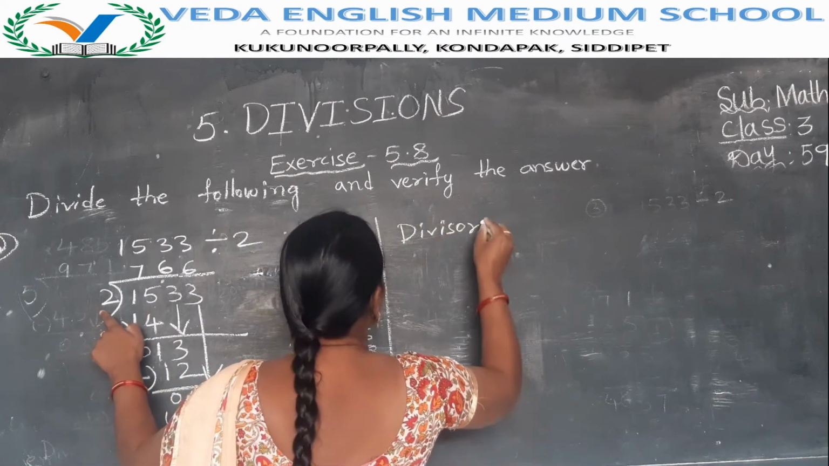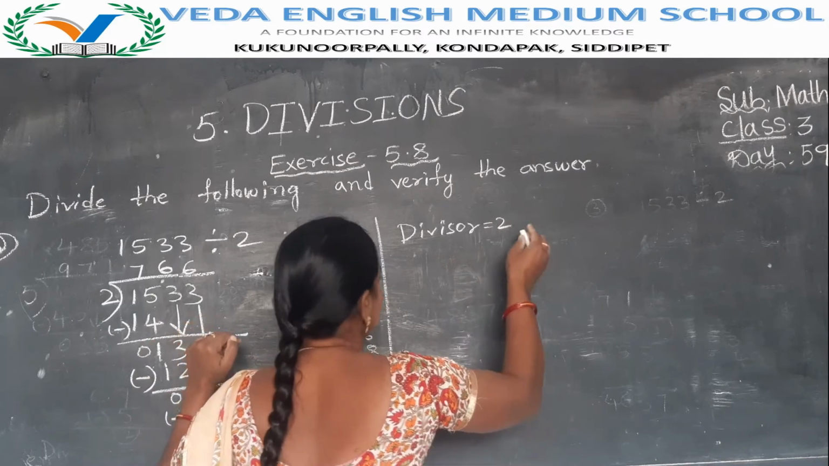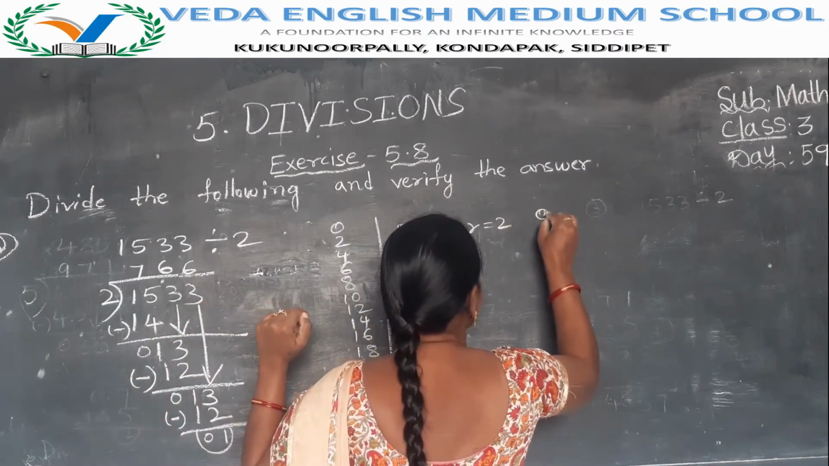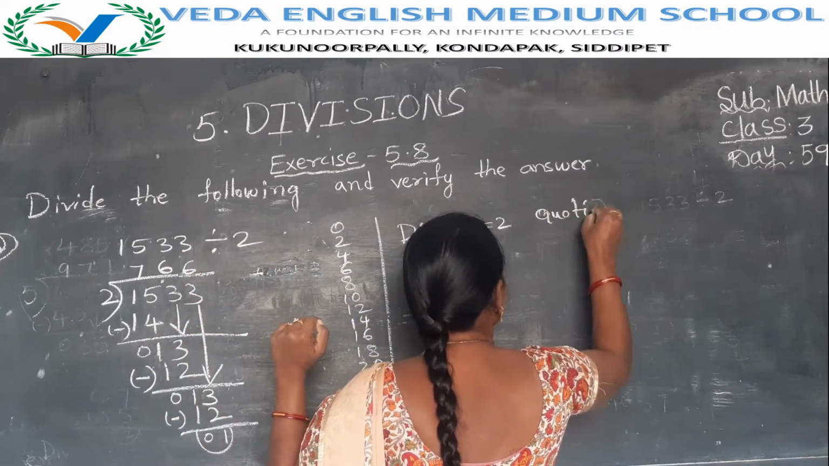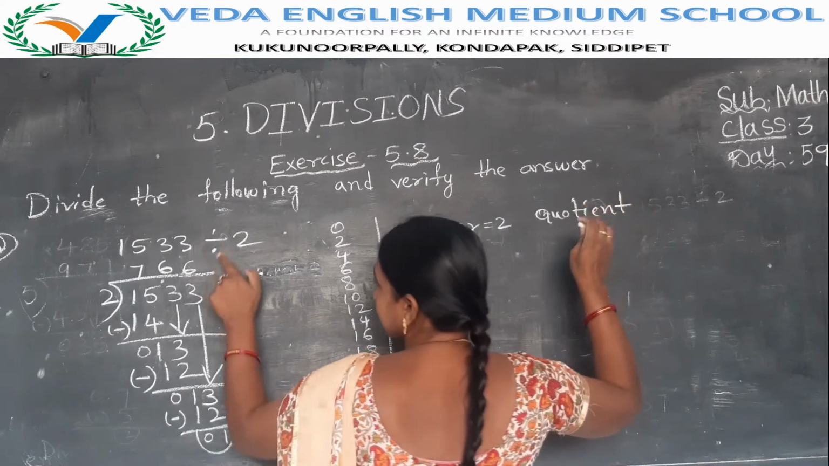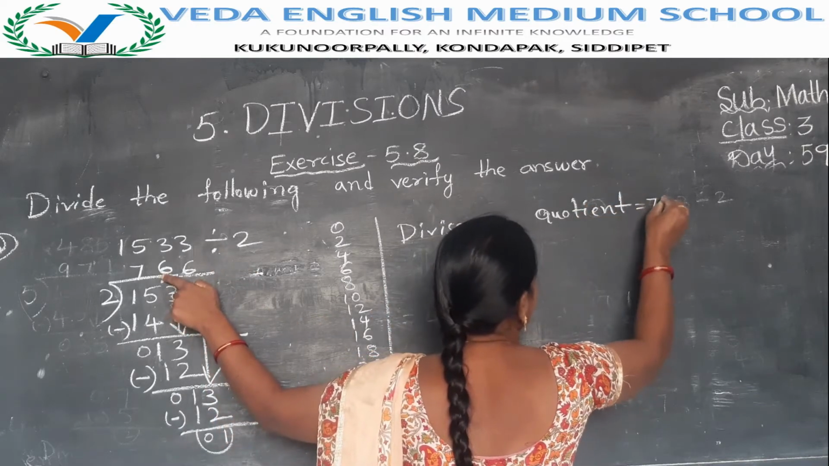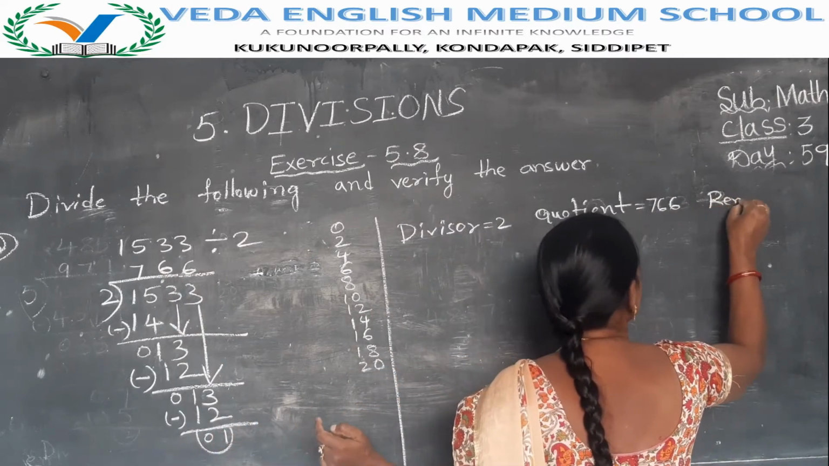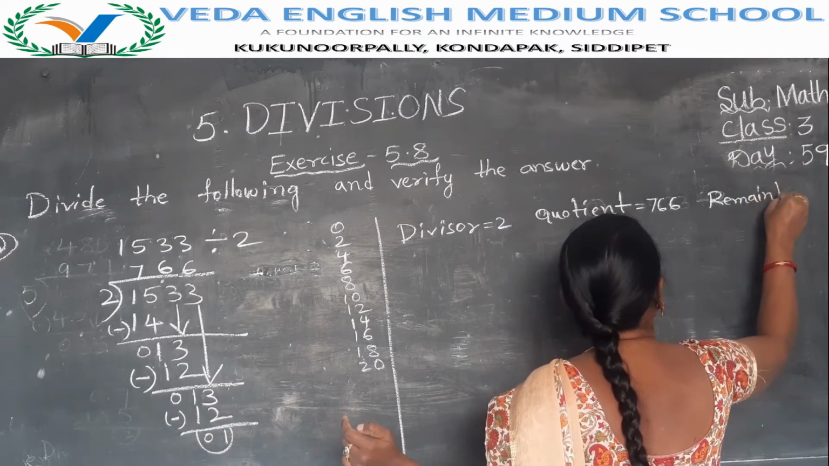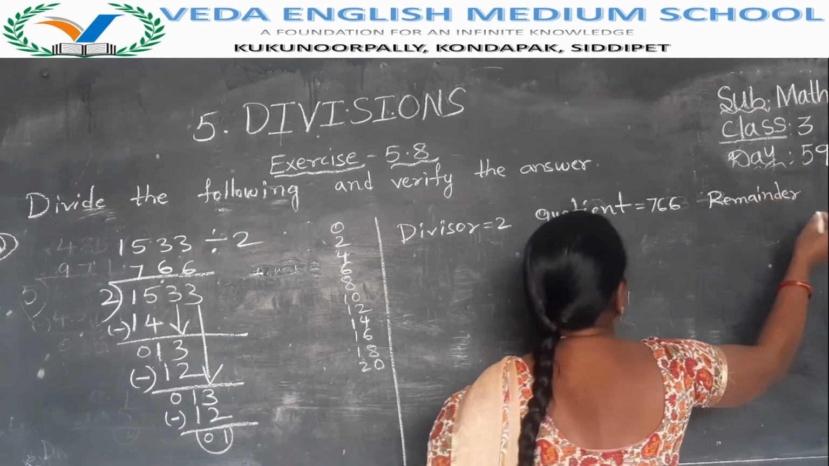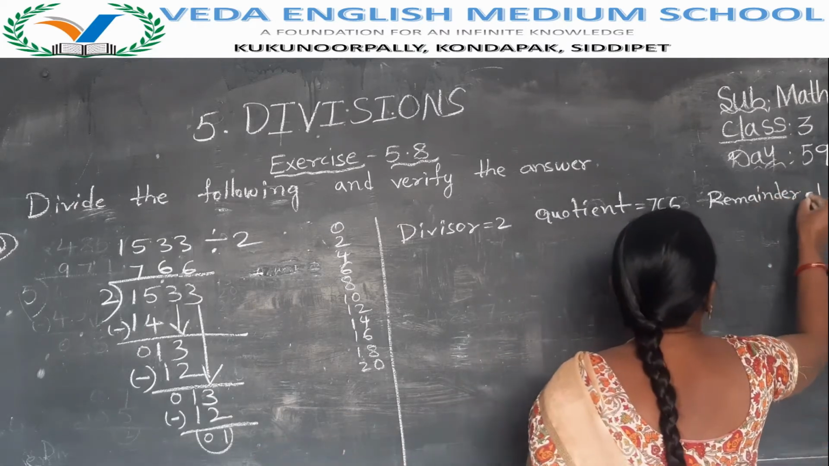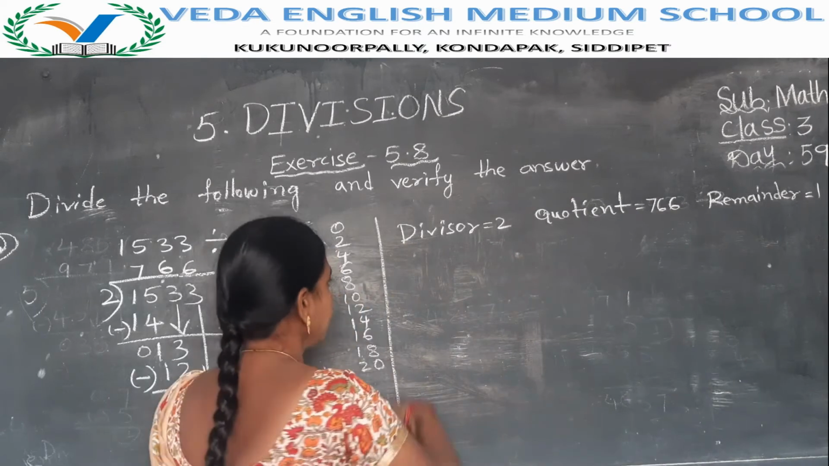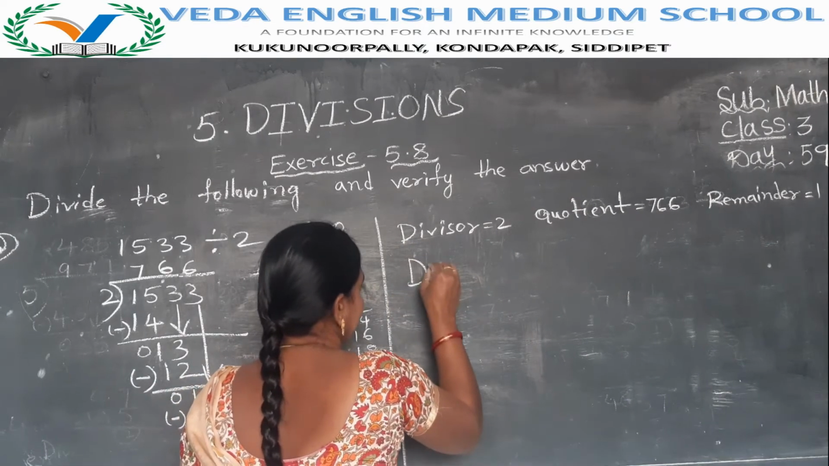Divisor is 2, quotient is 766. Remainder is 1. So now write the principle: dividend.